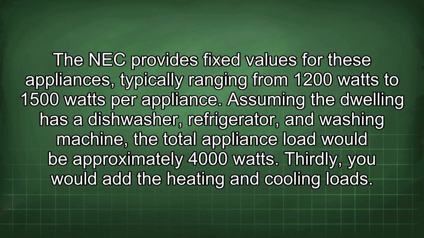The NEC provides fixed values for these appliances, typically ranging from 1200 watts to 1500 watts per appliance. Assuming the dwelling has a dishwasher, refrigerator, and washing machine, the total appliance load would be approximately 4000 watts. Thirdly, you would add the heating and cooling loads.